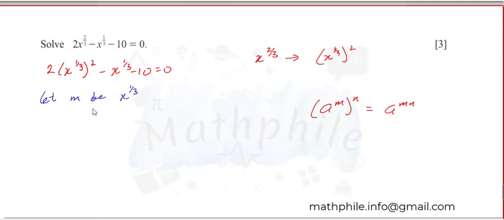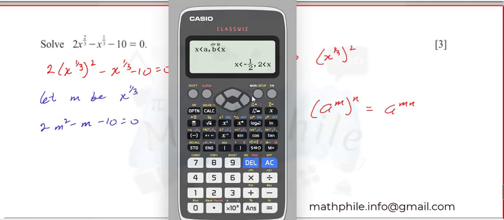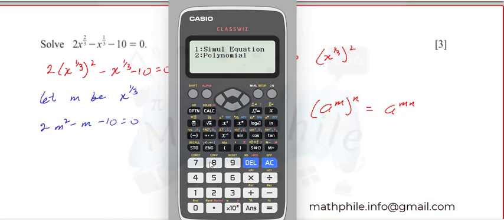If that's the case, then this will give you 2m squared minus m minus 10 equals 0. So again, there's a quadratic equation. We can solve this quadratic equation. For a polynomial of degree 2, we've got 2, negative 1, and negative 10. That should give you m equal to 5 over 2.